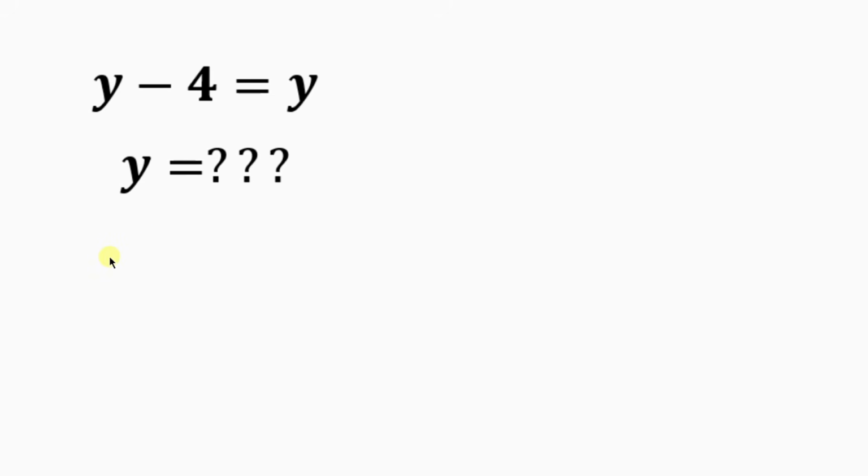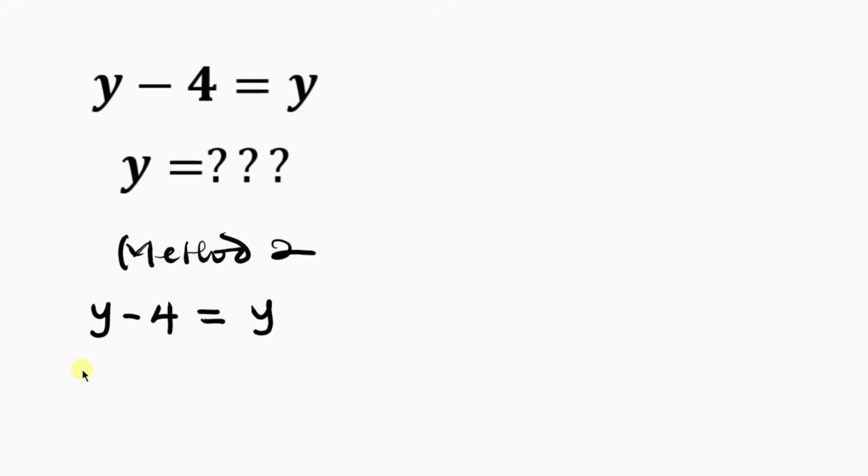Now for our second method, let's call this method 2. For method 2, we have to subtract y from both sides. So the left hand side we have y minus 4 equal to the right hand side we have y. Now subtract y from both sides. I'll subtract y from the left, I'll also subtract y from the right.